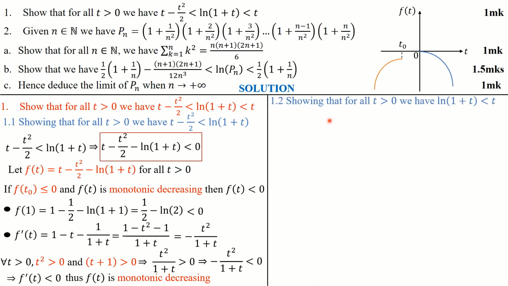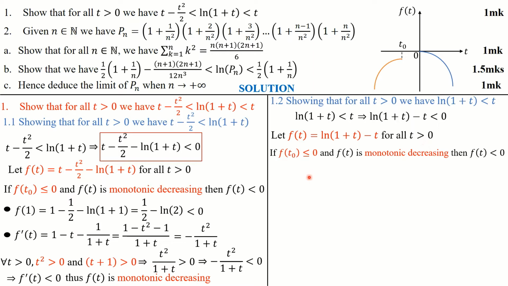So 1.2, we are now showing that for all values of t greater than 0, the ln of 1 plus t is less than t. That is this part. Now we do the same thing. We cannot compare two functions. It's always bizarre to compare two functions like that. So it's preferable we compare a function with 0. So I subtract t on both sides, I get this. Now I let my f of t be the ln of 1 plus t minus t.